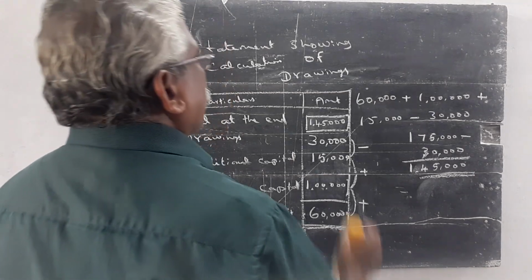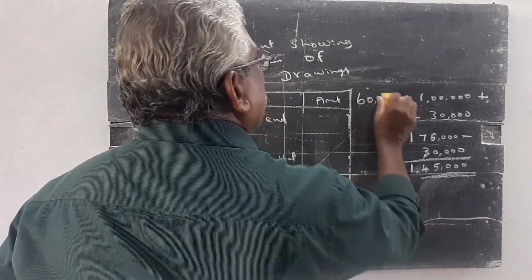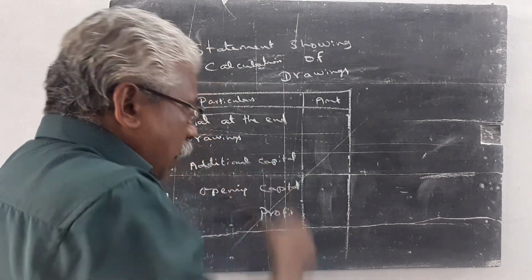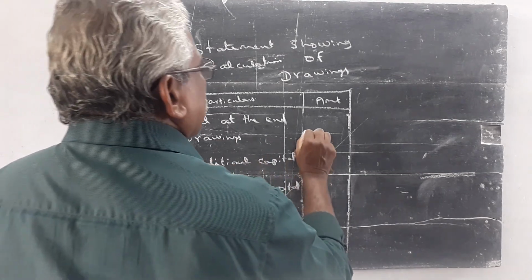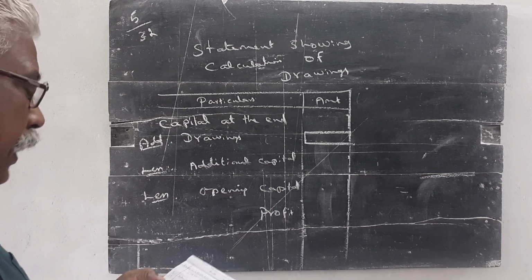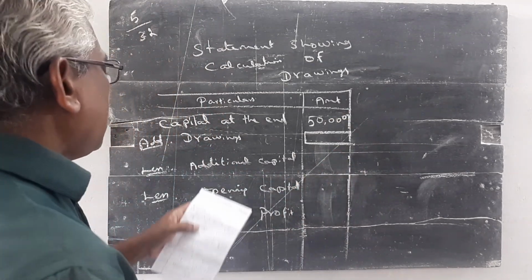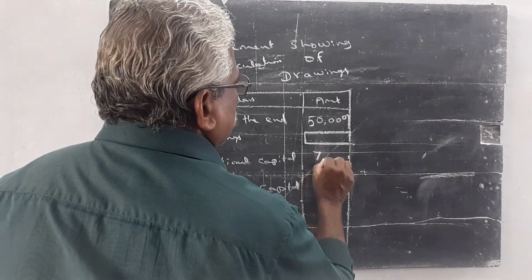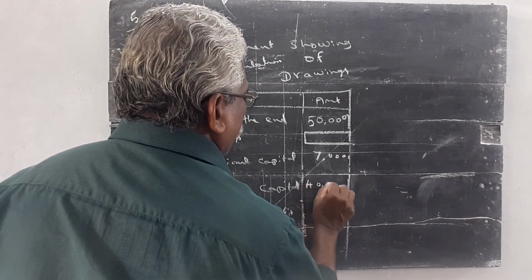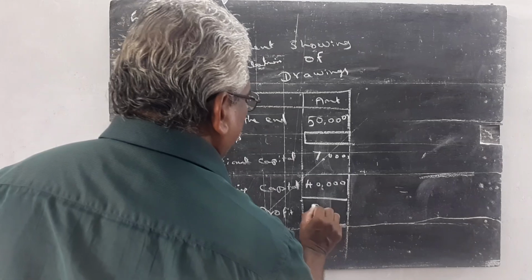How do you solve this question? We have to apply the same formula. We have to calculate the drawings. Here you put a column. Capital at the end is given in the question, 50,000. Additional capital 7,000 rupees. Opening capital 40,000. Profit is given. Profit 8,000 rupees.